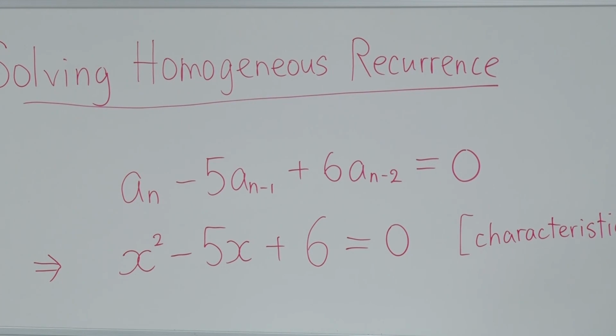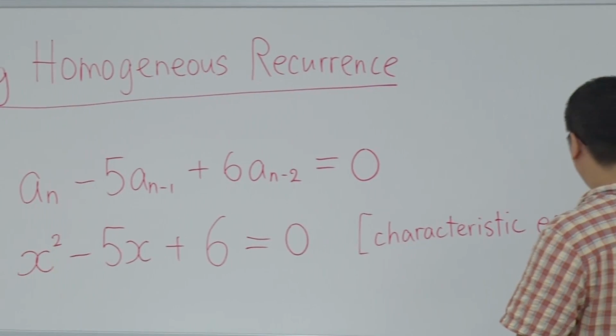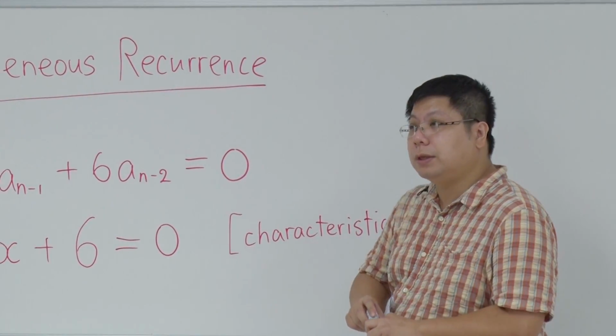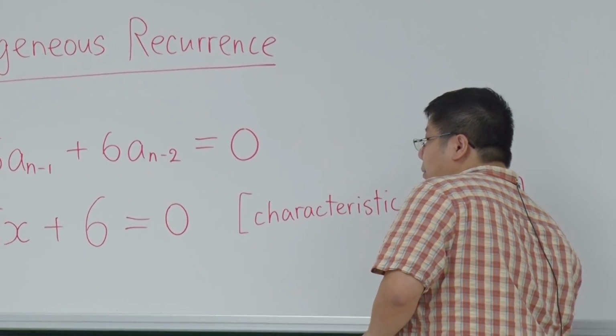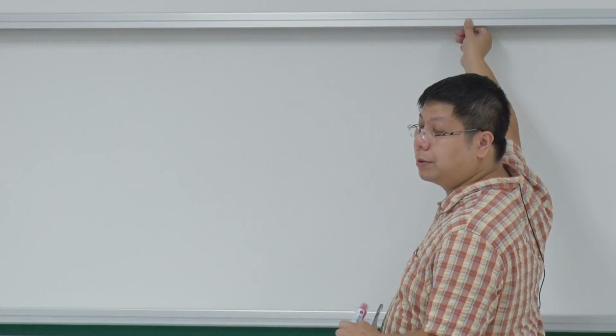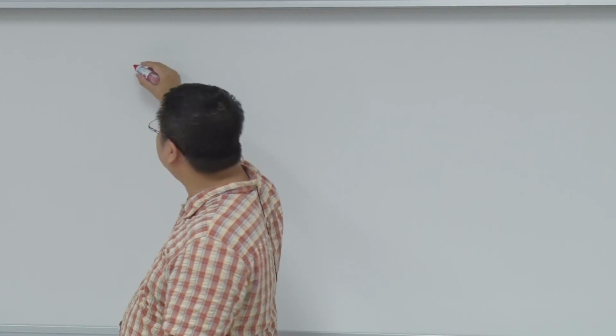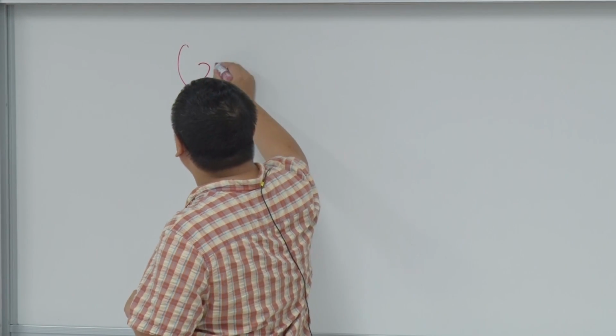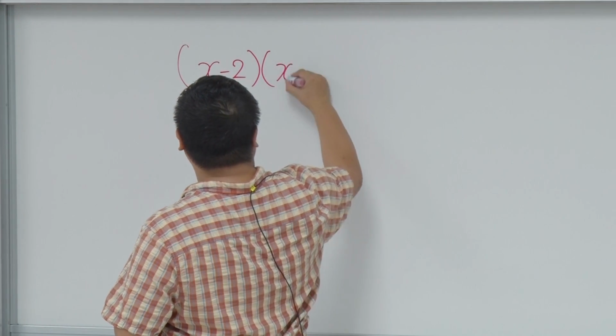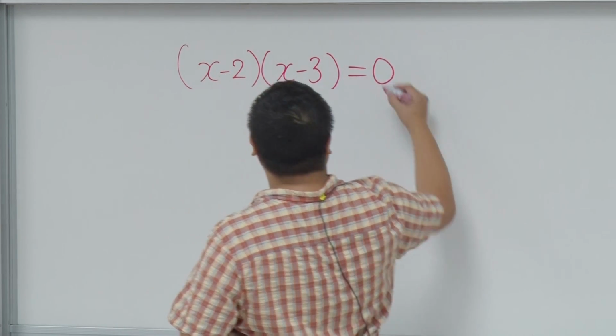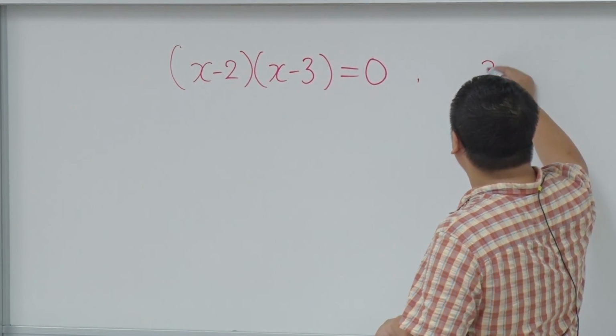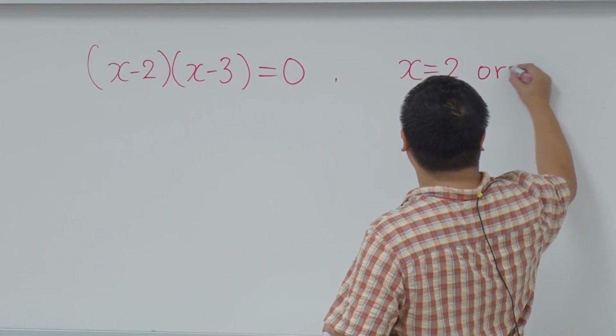So what is the purpose of setting up a characteristic equation? We are interested in solving the characteristic equation first to get the roots of the characteristic equation. For this characteristic equation, we can see that it has two roots. This is a quadratic equation. The two roots are 2 and 3, right? So this is actually (x minus 2) times (x minus 3) is equal to 0. So we can have x is equal to 2 or 3.